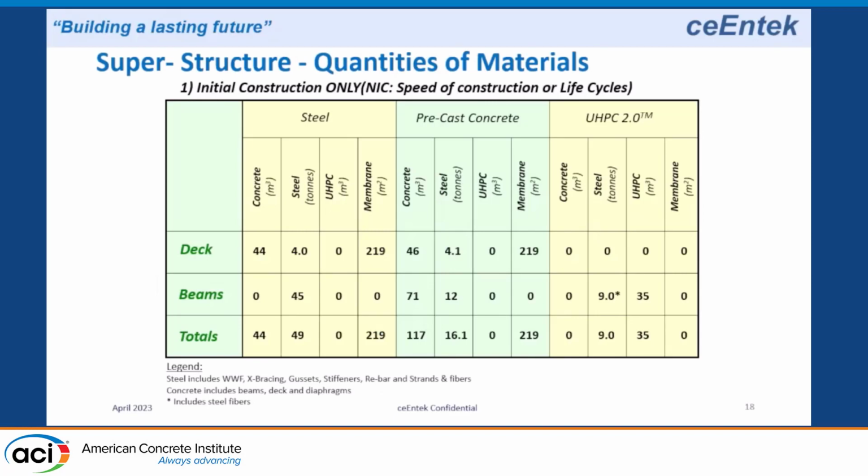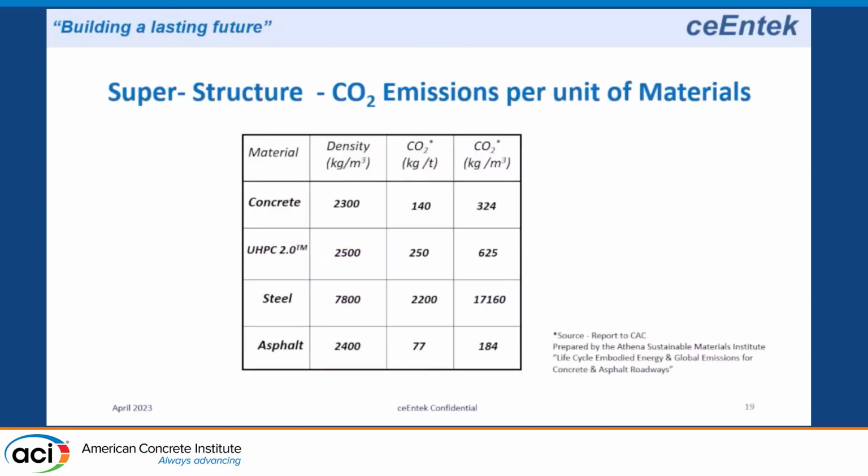So I have here worked out all the quantities of materials: the concrete, the steel, the UHPC, the asphalt, and the membrane for the three solutions. These are the actual quantities of material in either tons or cubic meters, and I think I'm running out of time, so I'm not going to get into the numbers exactly here. And here's the embodied CO2 in each of these materials.